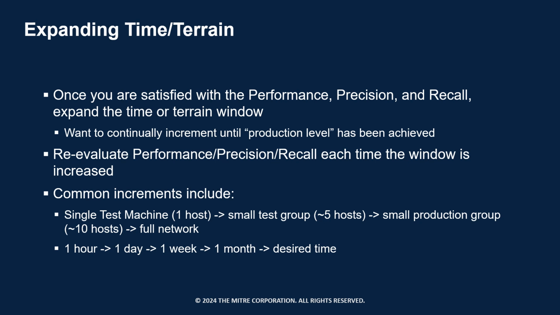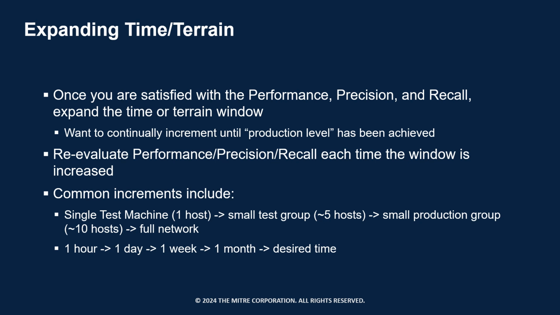Once we are satisfied with the performance, precision, and recall of an analytic, we can expand either the time or the terrain window. By expanding the scope in time, we might uncover new event patterns on weekends or nights, for example. We might find long-term trends in the data that could be used to further refine the analytic. By expanding the scope of terrain, by including more hosts, we might find that there are servers, developer hosts, system administrator machines, systems being updated, or other anomalous systems that exhibit different behavior that we need to account for in our analytic.